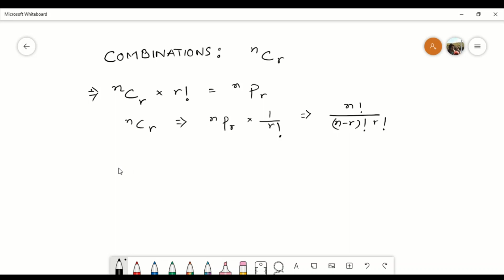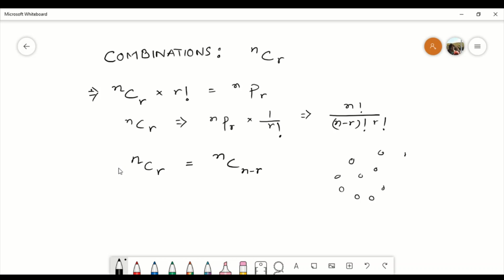Also, there is a relation that says the number of ways of selecting r items from n items is equal to the number of ways of selecting n minus r items from n items. Now, why is this the case? This is because let's say we have n items, right? And we have to count the number of ways in which we can select r items, right? So when we select r items from this pool, how many items are left? n minus r items, right?